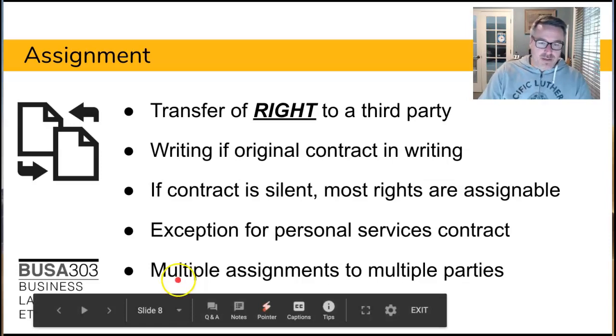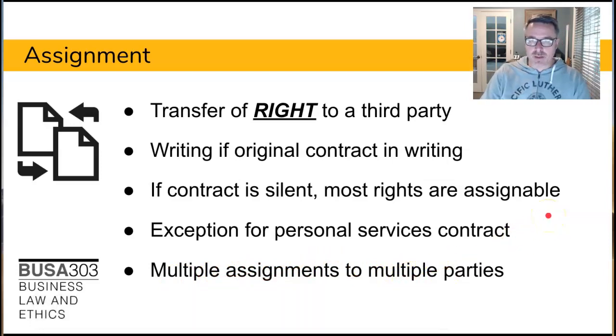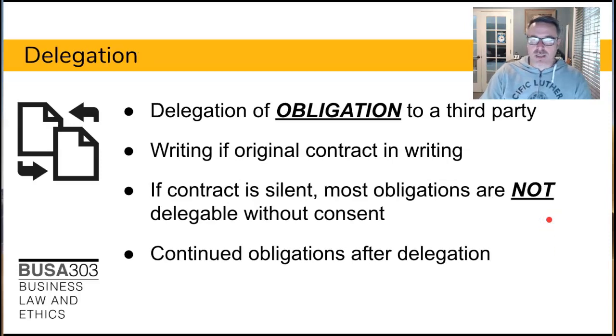So that's what we mean by multiple assignments to multiple parties. Okay? So the big thing to remember: you can assign a right, usually, without the consent of the other side. Most contracts will spell this out, but if they don't, the right is usually assignable, except in the case of personal services contracts. Okay, now let's look at the other side, the obligation.